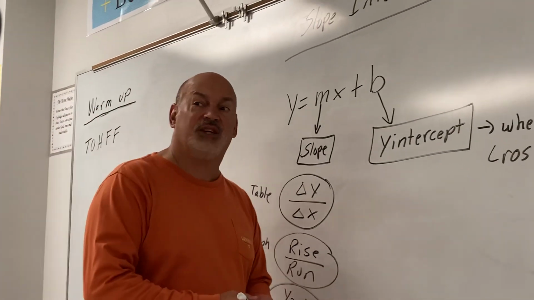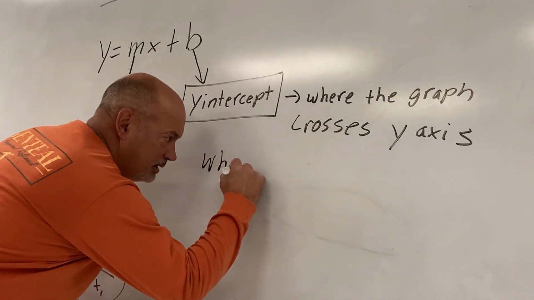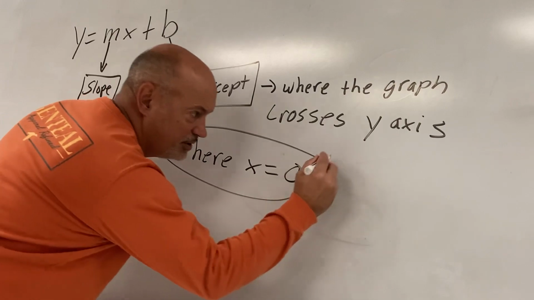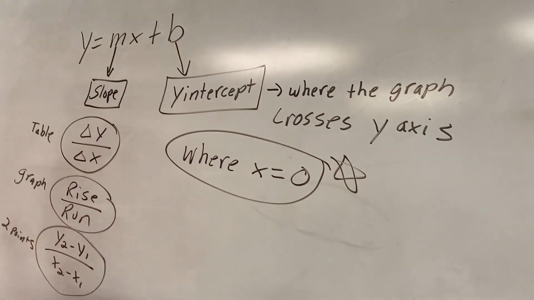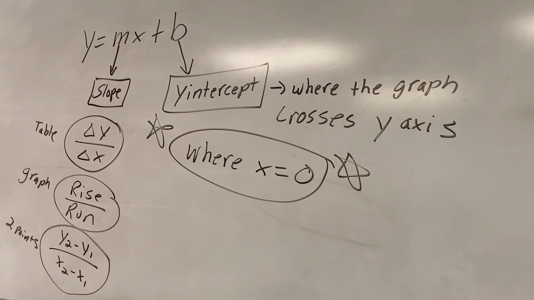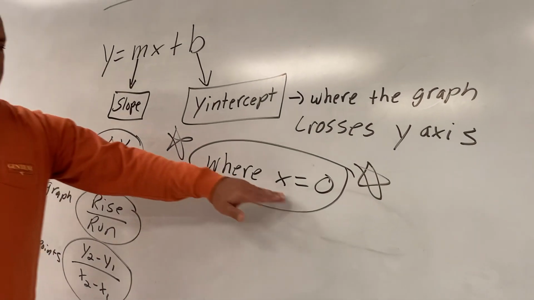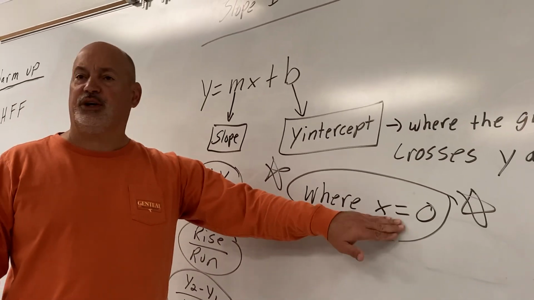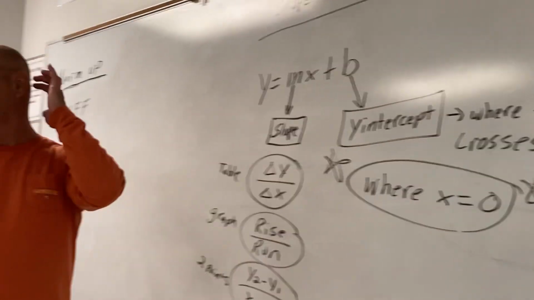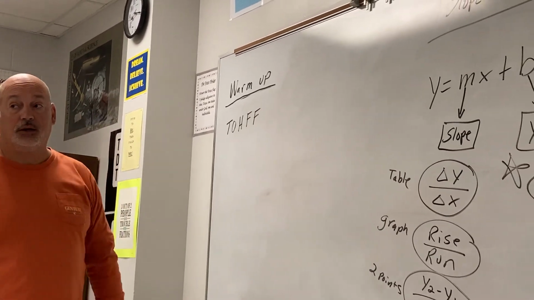Here's the best definition of y-intercept. It is where x equals 0. Put stars by that. So keep that in mind later here in a minute. When we're looking for the y-intercept, it's going to be wherever x equals 0. All right, questions so far?